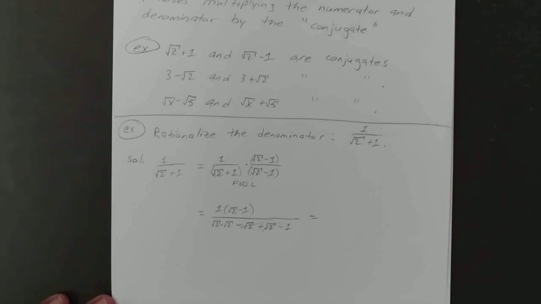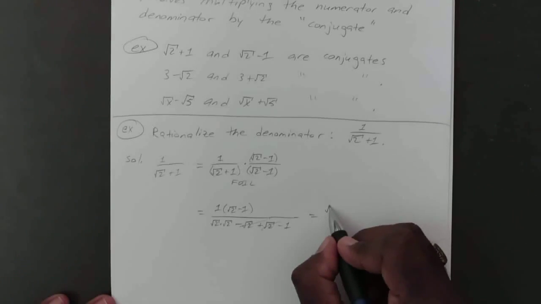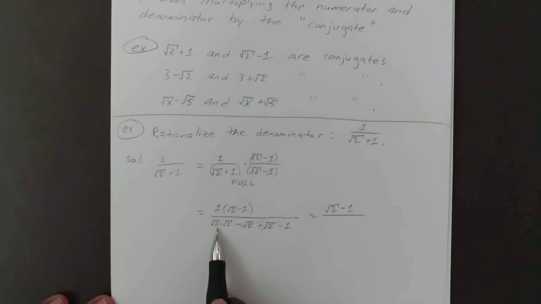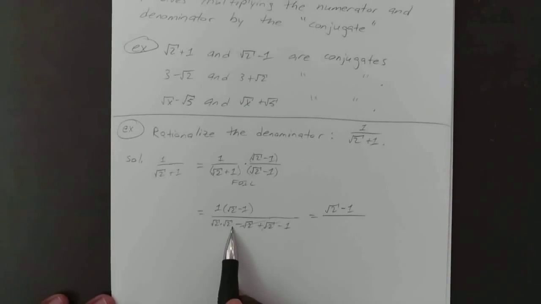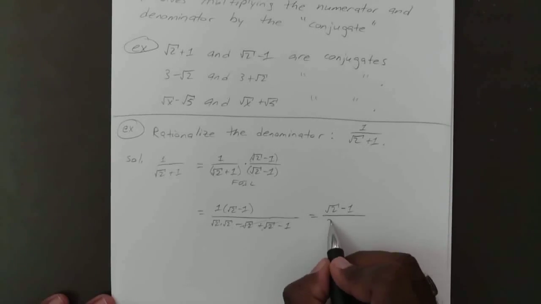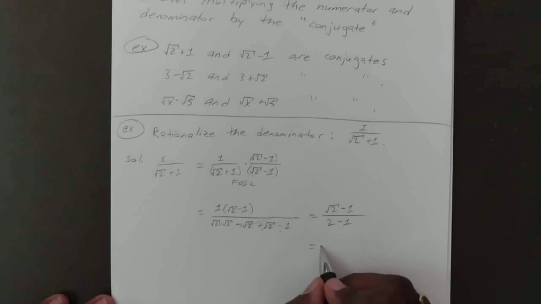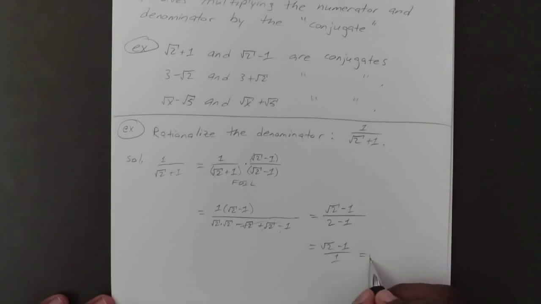Okay. So you end up with 1 times square root of 2 minus 1 is just square root of 2 minus 1 over square root of 2 times square root of 2, square root of 2 squared, which is just 2, minus 1. Okay, so square root of 2 minus 1 over 1, which is just square root of 2 minus 1.